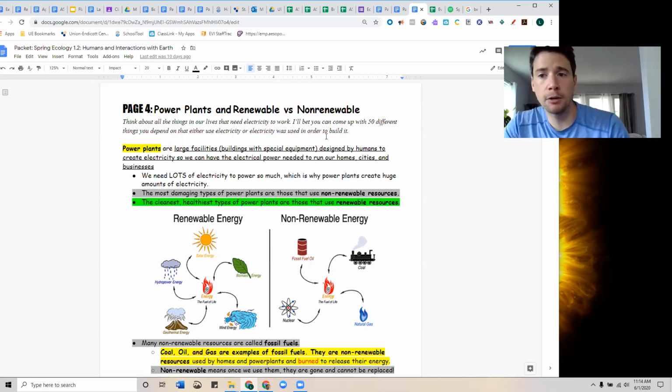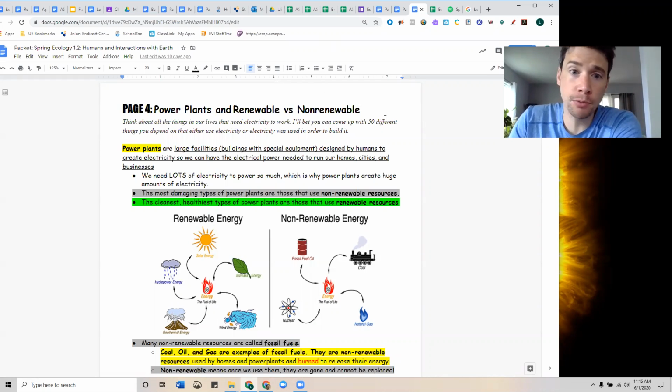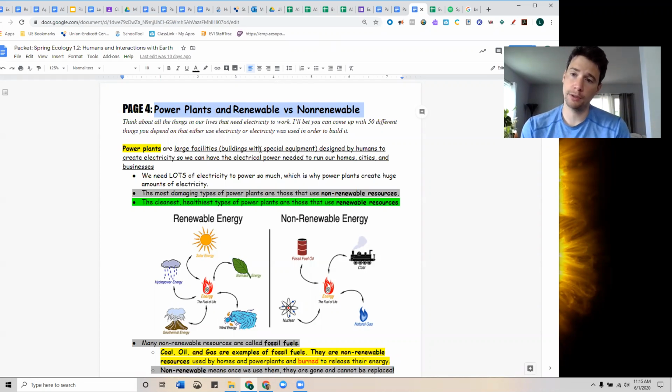So page 4 talks about power plants and renewable versus non-renewable resources. Power plants, if you didn't know, provide all the power. A power plant creates the electricity through different ways. There are different types of power plants. Then that electricity gets sent to our homes and businesses, and this is how we can plug stuff into the wall. Because we plug a lot of things into the wall, we need a lot of electricity.